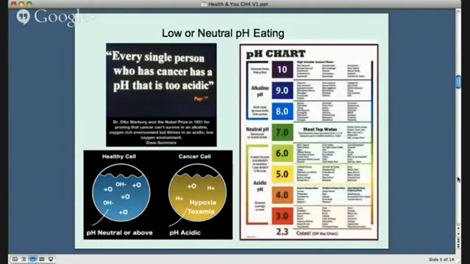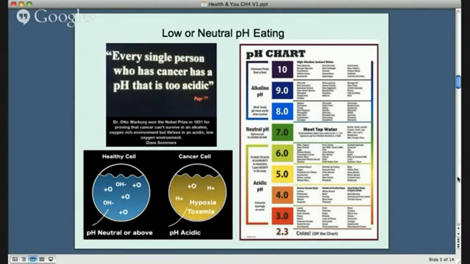So what's another component? Another component is low or neutral pH. Now, the pH of foods determines the acidity within the foods. And of course, in the lowest section, off the chart, it says, is colas, because they have such a high acidity that your body can't even excrete it. Below 5, your body can't excrete it.